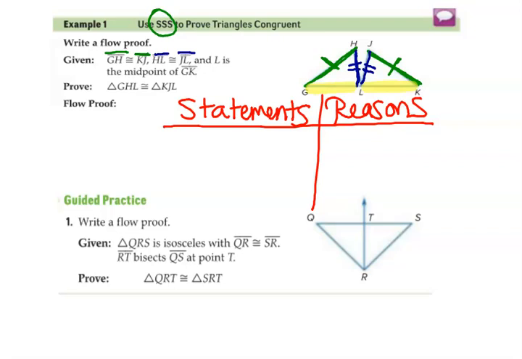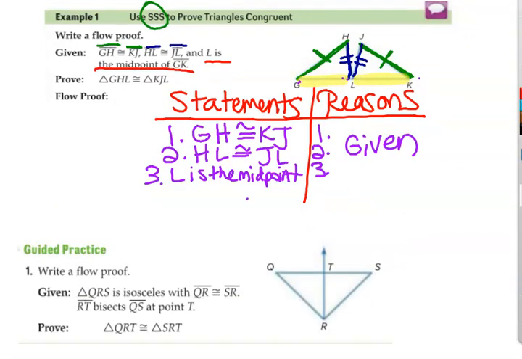They said that L is the midpoint of GK. So going back to our notes on Unit 2, about midpoint, we can use midpoint to prove that we have these 2, so G to L and K to L are congruent. So let's write down our statements, write down our givens, and go from there. All right, so we wrote down the 3 statements, we wrote down the reasons, and they all are given.